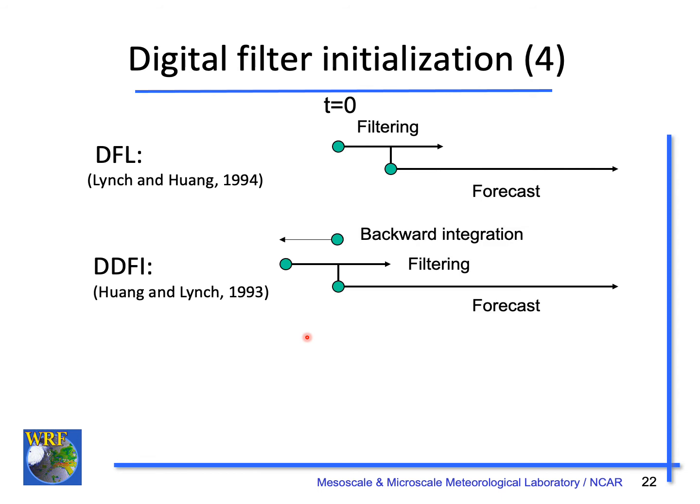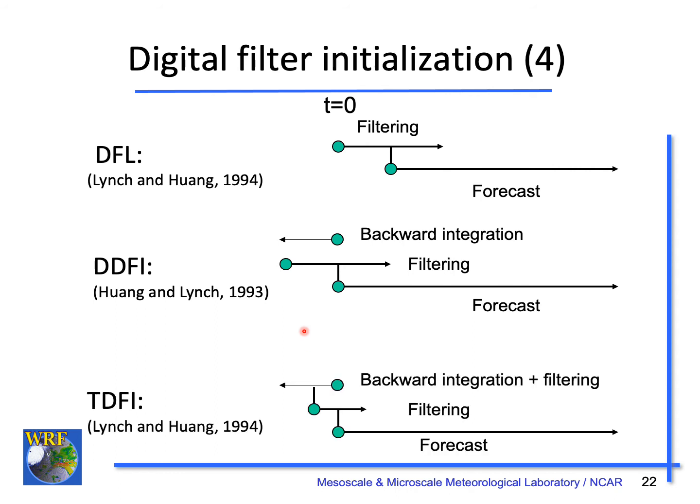The second option is called diabatic DFI. The option first integrates the model backward, adiabatically, and then integrates the model forward diabatically, which means physics is activated, and runs DFI during this forward integration. The forecast is then launched at the original model start time. This option can alter the model initial state. The third option is called twice DFI. This option differs from the second option by doing filtering during the backward integration as well as the forward integration. Like the second option, this one will change the initial model state too.